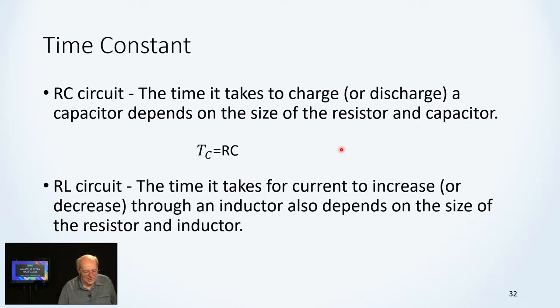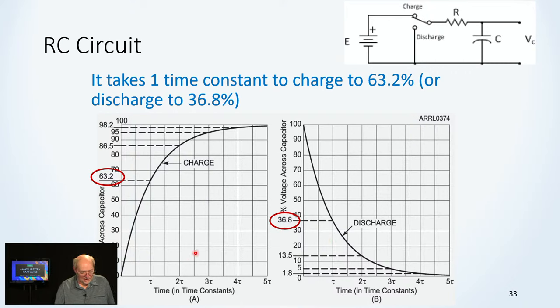So the concept of a time constant in an RC circuit is that the time it takes to charge or discharge a capacitor depends upon the size of the resistor and the capacitor. And the formula is TC, time constant, equals resistance times capacitance. And that's on our general class reference sheet. The RL circuit, we also store energy in an inductor due to current. The same basic definition, the time it takes for a current to increase or decrease through the inductor also depends on the size of the resistor and the inductor.